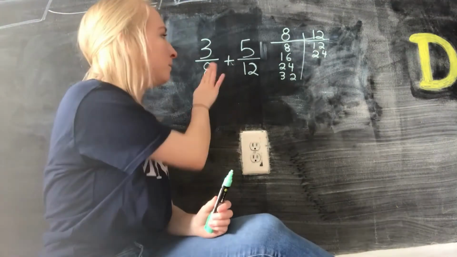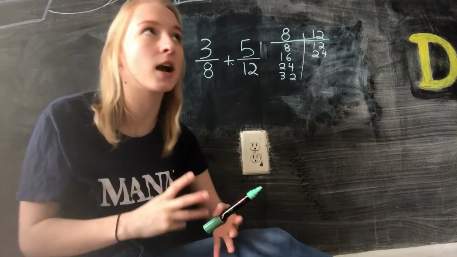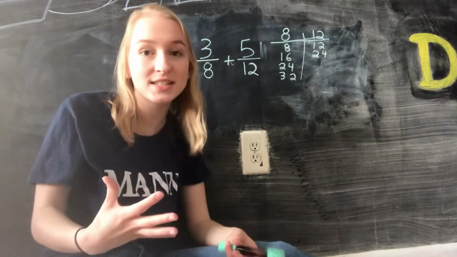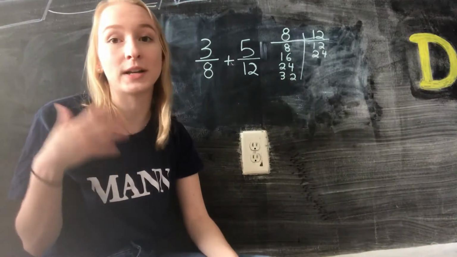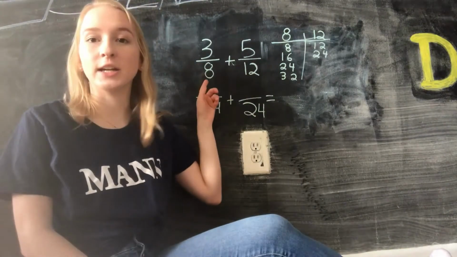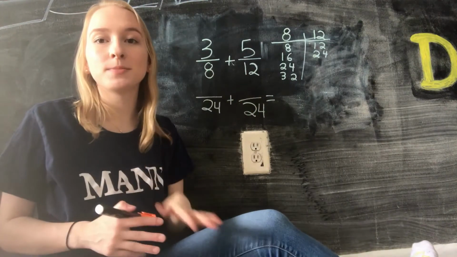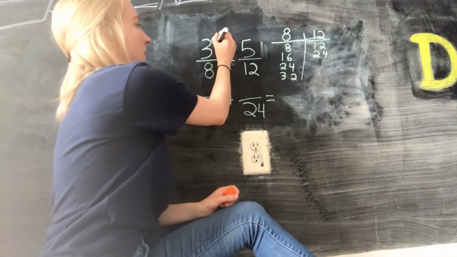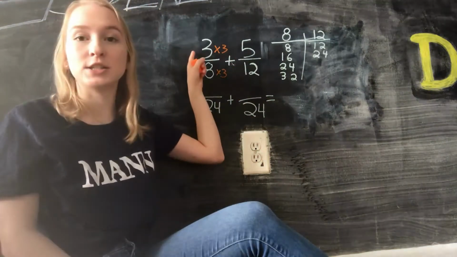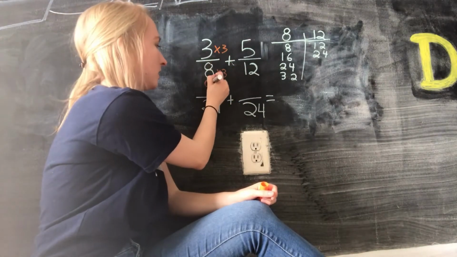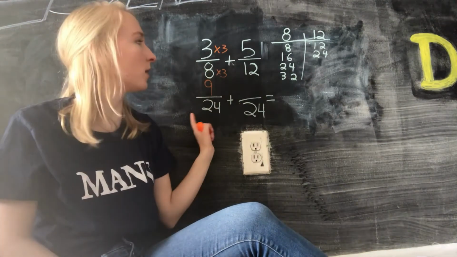So instead of multiplying just by the opposite denominator and getting a common denominator of 96, these two fractions can also have a common denominator of 24. So now when we come over here, instead of multiplying 3/8 by 12, we're just going to multiply 3/8 by 3. And that means that since 3 times 3 is 9, we put that here, and 3 times 8 is 24.